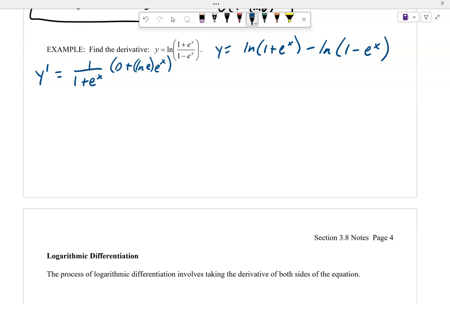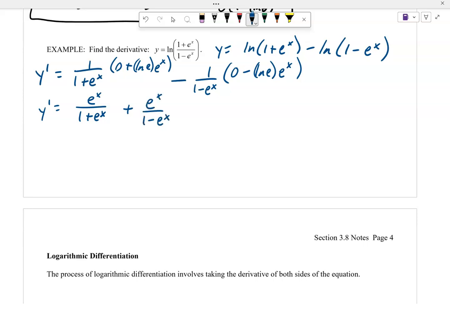And then we've got minus, now I'm going to take the derivative of the natural log of 1 minus e to the x. So it's 1 over 1 minus e to the x times its derivative. So 0 minus ln of e to the x. So it looks like we've got y prime being, remember ln of e is just 1, so I got e to the x over 1 plus e to the x minus times minus a negative e to the x, so that'll end up being a positive e to the x over 1 minus e to the x.